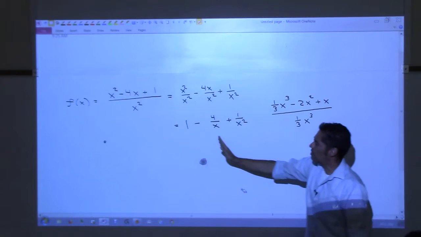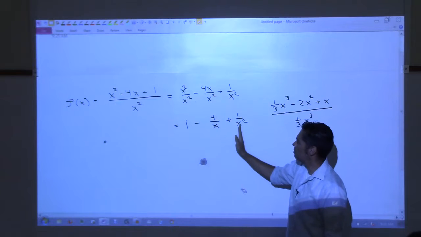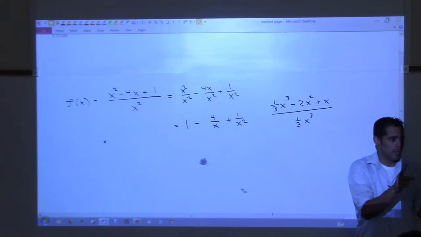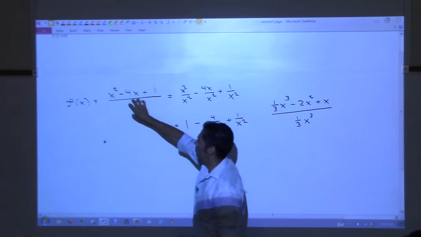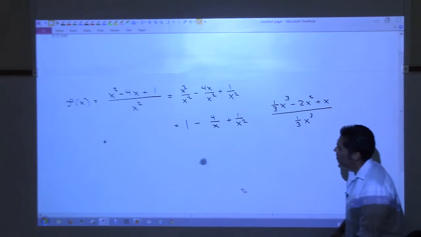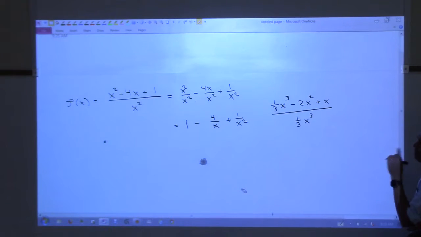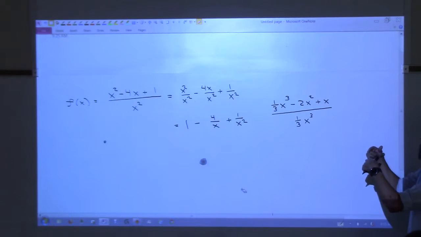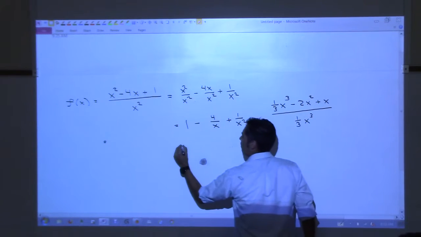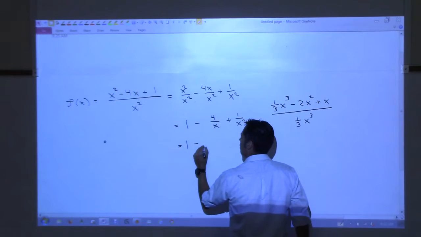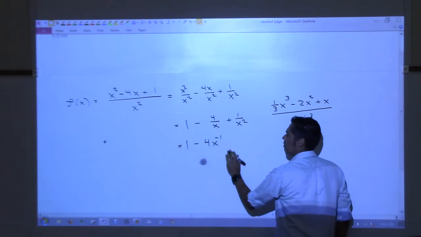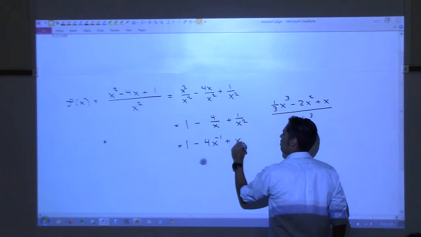Now look, you have 3 separate terms. 1, 2, 3, right? They're separated by addition and subtraction, so now you can do them individually. You couldn't do that up here because of that division down here, right? Now, I need all of these to look like powers of x, like x to a power, right? So how about 1 minus, I could write this as 4x to the negative 1, couldn't I? And then this one I could write as just x to the negative 2.